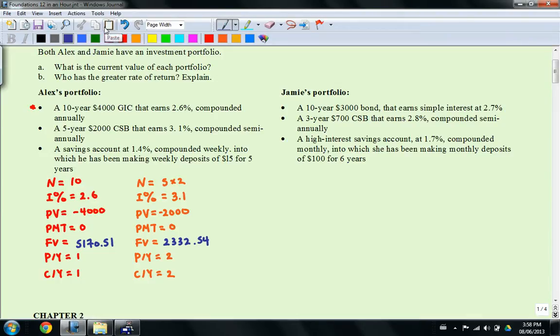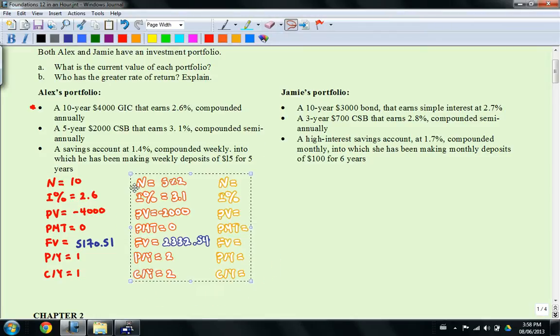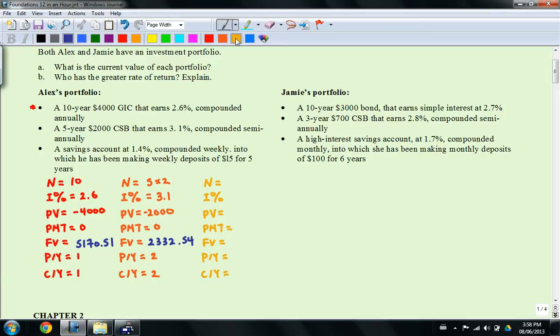So the savings account that's deposits made into. Okay, looks like I'm going to run out of space. So I'm just going to move everything over a little bit. Okay, so last part.